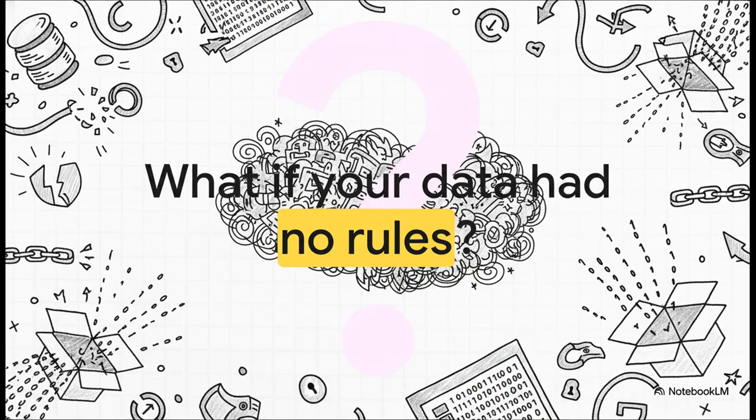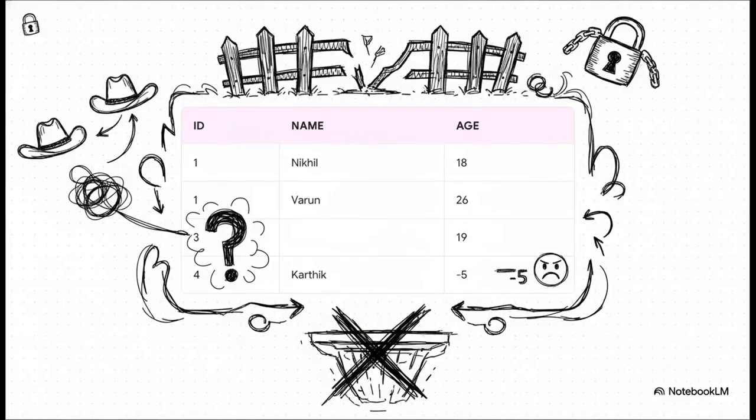Now, to really get why these guardians are so important, let's do a little thought experiment. Just imagine a world without them. What if your data had absolutely no rules? A world of just pure digital chaos. It would probably look a little something like this. A complete data Wild West.